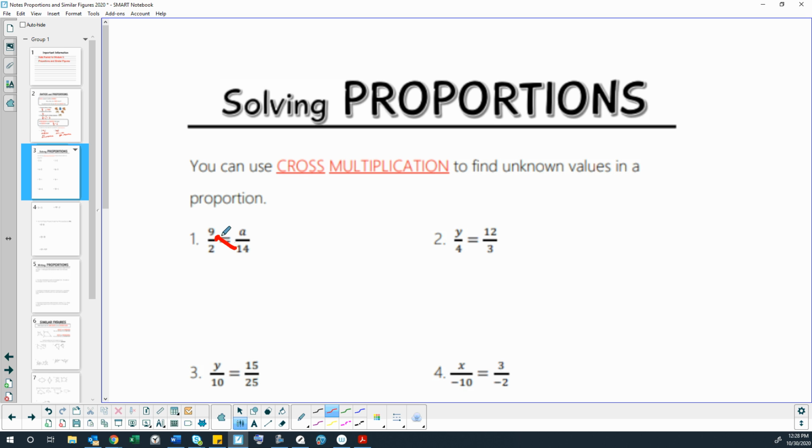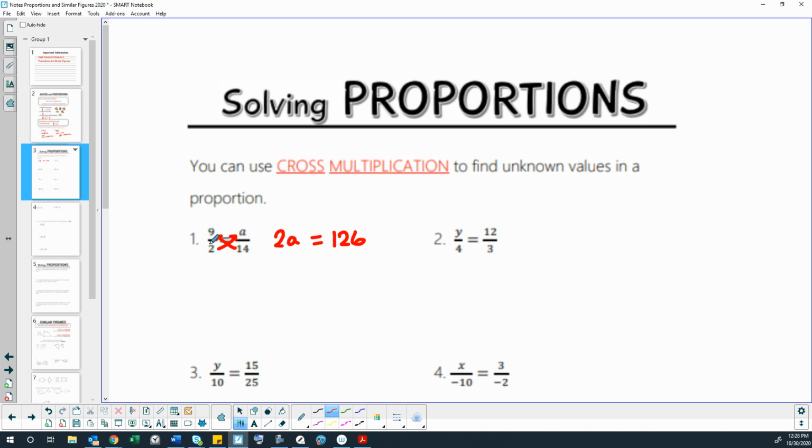So if I cross-multiply 9 times 14 and 2 times a, first of all, a is a number in disguise. We don't know what it is. So when I multiply 2 times a, I don't get an actual number out of that. I just get 2a, meaning 2 times whatever the value of a is, right? But then on the other side, I can multiply these together. So 9 times 14, I'm going to use a calculator for that, is 126.